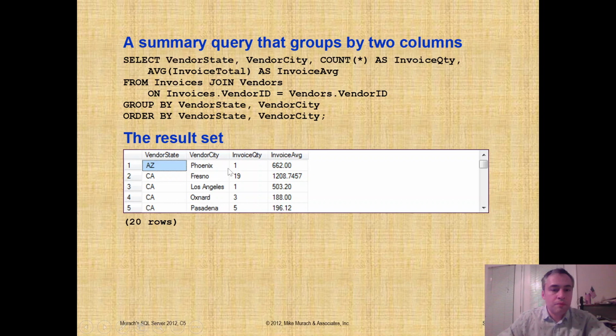In any case, this is a nice little example for averaging, and instead of vendor ID, we have vendor state and vendor city. And we are grouping by them, so there may be multiple vendors in Phoenix, Arizona, for example. But we have, in Fresno, in California, but we have grouped them by in one. So the total invoices coming from Fresno, California is 19, and the average among all of those 19 is $1,208 with change.